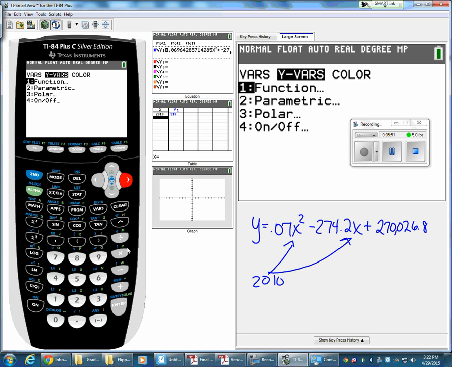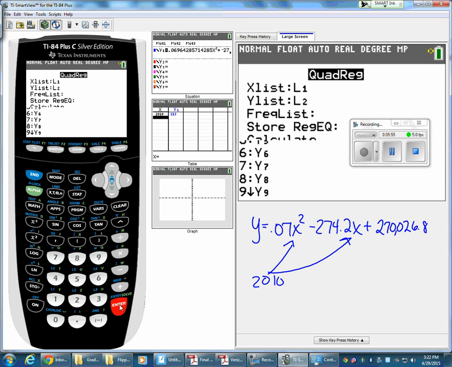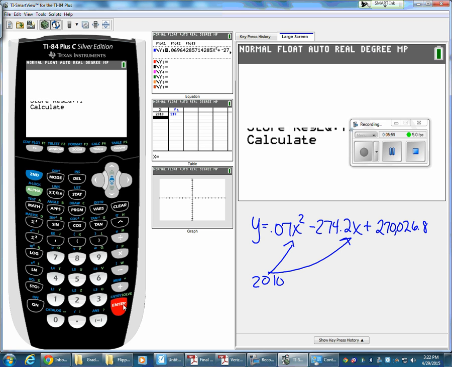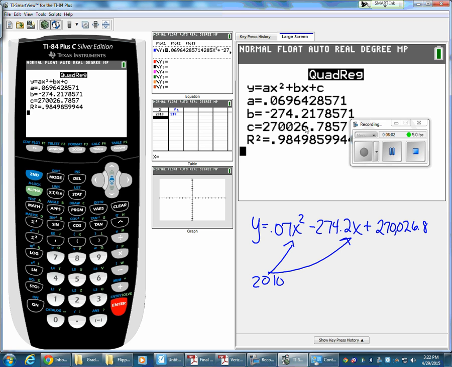If you store it, push Vars and over to Y Vars, and then Enter, and it'll put that equation in Y1. I'm going to tell it to calculate. So it gives me my regression equation. You can see I've written it down here.